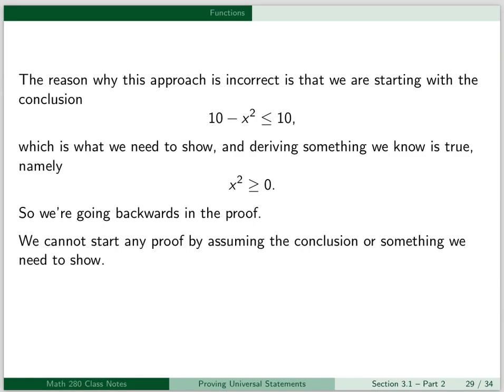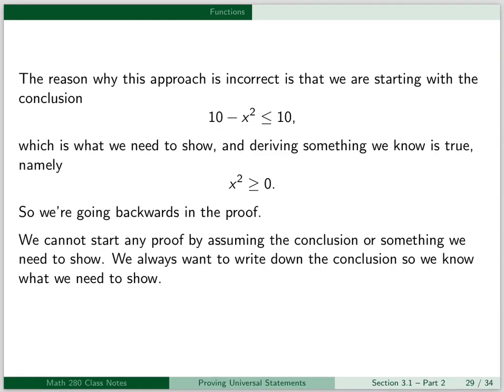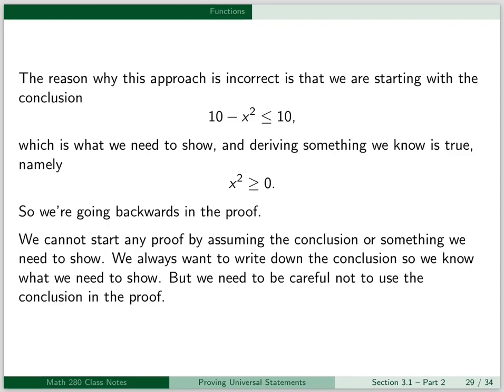We cannot start any proof by assuming the conclusion or something we need to show. We always want to write down the conclusion so we know what we need to show, but we need to be careful not to use the conclusion in the proof.